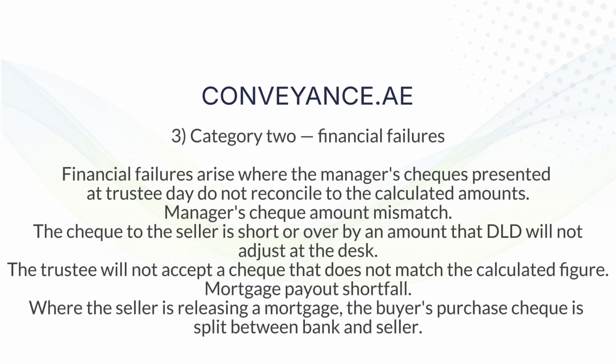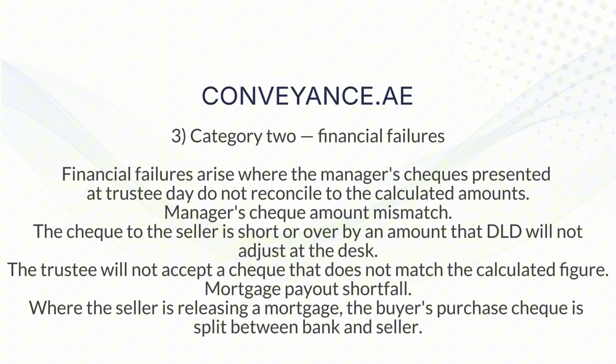3. Category 2. Financial failures. Financial failures arise where the manager's checks presented at trustee day do not reconcile to the calculated amounts. Manager's check amount mismatch. The check to the seller is short or over by an amount that DLD will not adjust at the desk. The trustee will not accept a check that does not match the calculated figure.